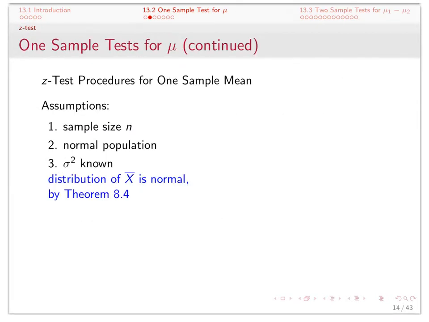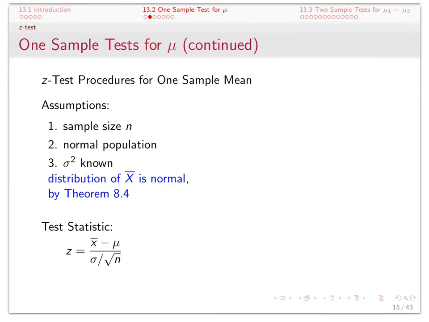So we're going to start much like we did with confidence intervals, and everything we do in this section will parallel what we did in Chapter 11 with respect to constructing confidence intervals for a population mean. In particular, let's talk about the Z-test procedure for one sample mean. We'll start with assumptions that we have a random sample of size n drawn from a normal population with known variance. And from Chapter 8, Theorem 8.4, we know that then the distribution of x bar is normal. So that means that when we go to compute our test statistic, we're just going to standardize x bar by computing the z-score, x bar minus mu over the standard deviation divided by the square root of n.